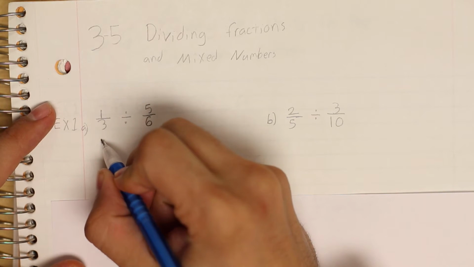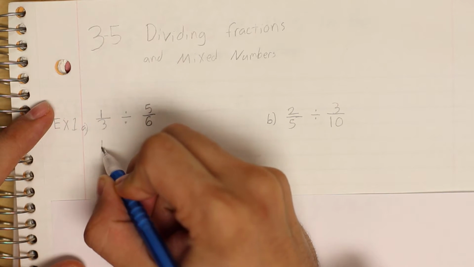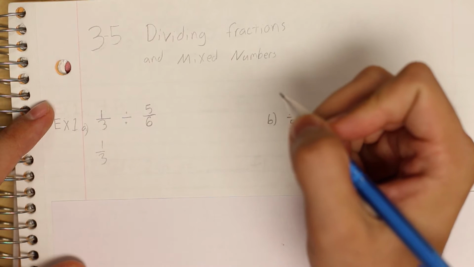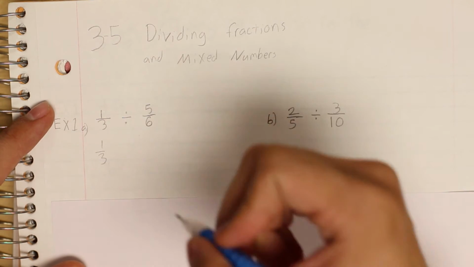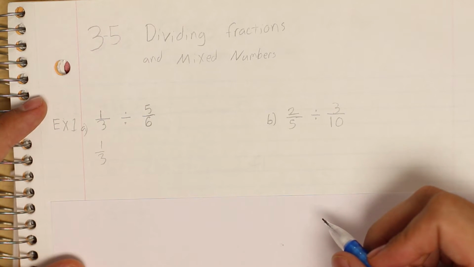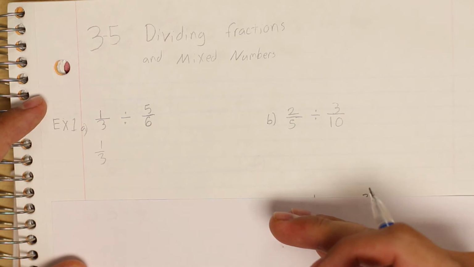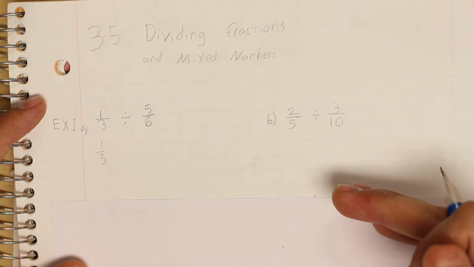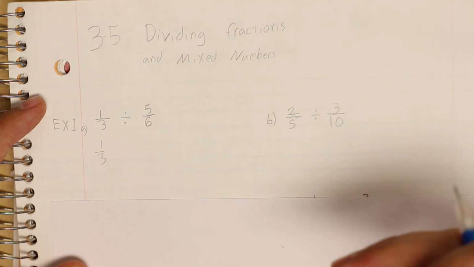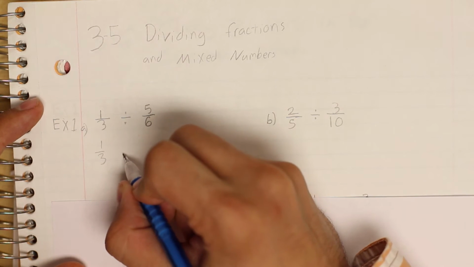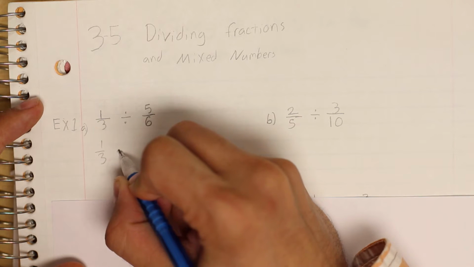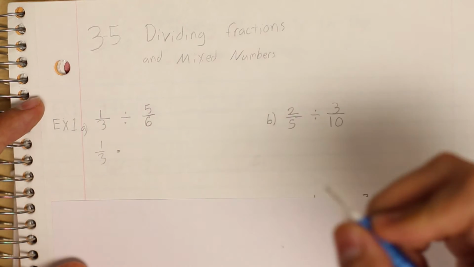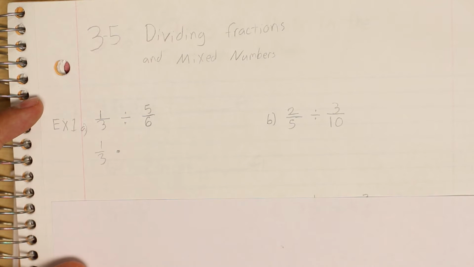What you do is you write down the first fraction, 1/3, okay? The first fraction you do not change. Do not change the first fraction. That is key. You will get it wrong if you change it. Now we say times. We've changed our division symbol to a multiplication symbol.